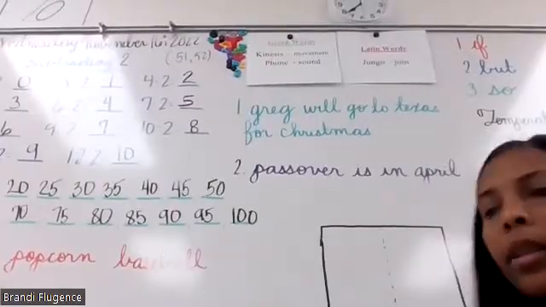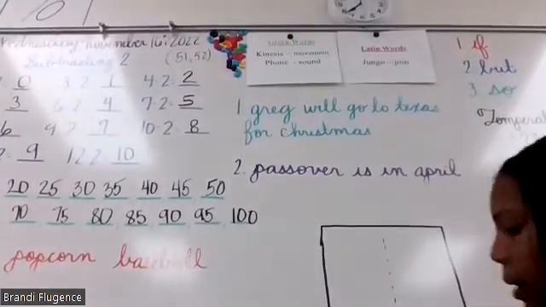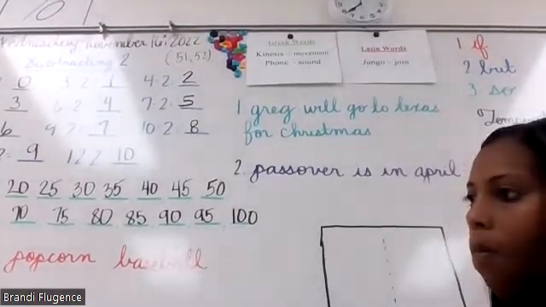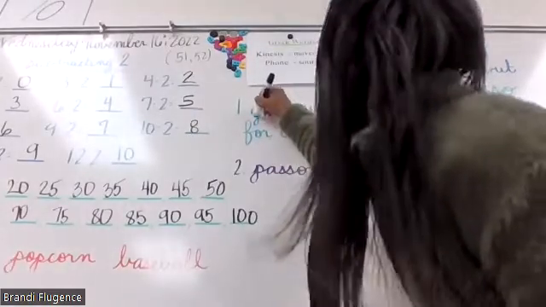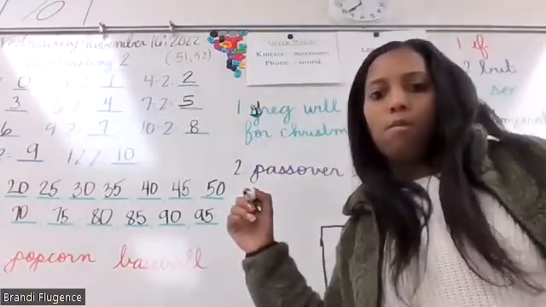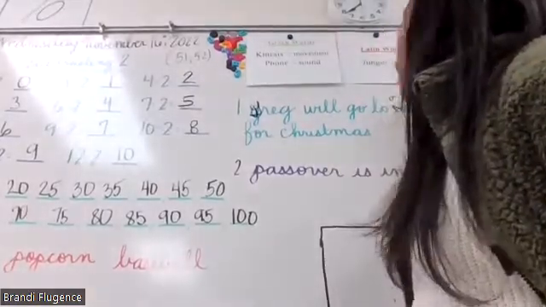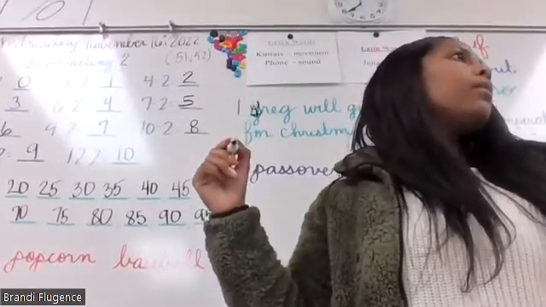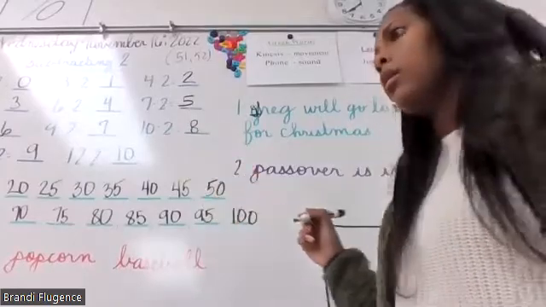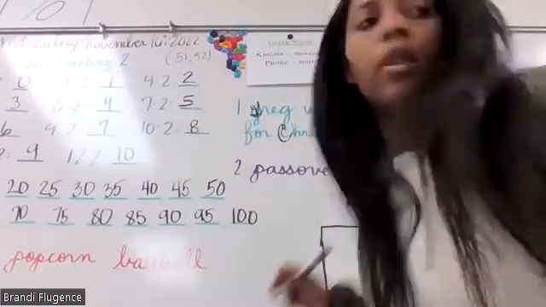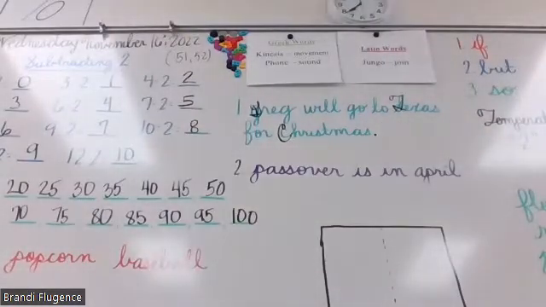Let's go ahead and go over our sentences. Number 1, Greg will go to Texas for Christmas. Okay, Braylee? First letter G has to be capitalized. T in Texas, proper noun. And the C in Christmas, the holiday. How do I finish it? With a period at the end. Good.